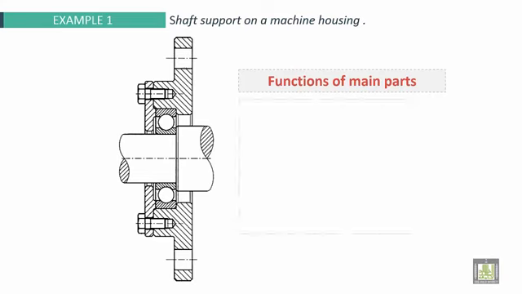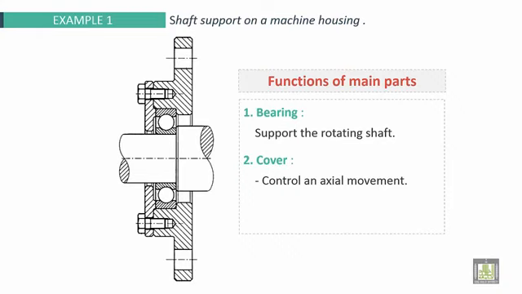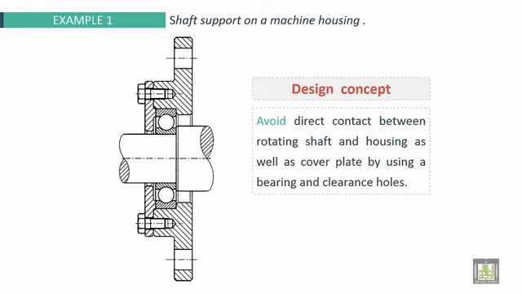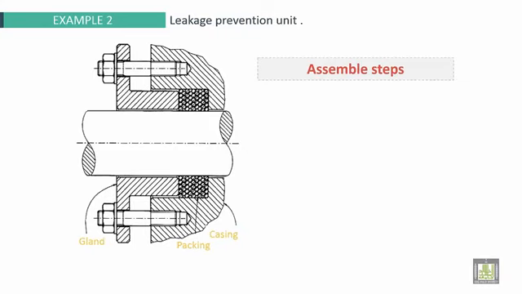Function of main parts. Bearing: the function of the bearing is to support the rotating shaft, and the function of the cover is to control axial movement and to prevent the bearing unit from rotation. As a design concept, avoid direct contact between rotating shaft and housing, as well as cover plate, by using a bearing and clearance holes.